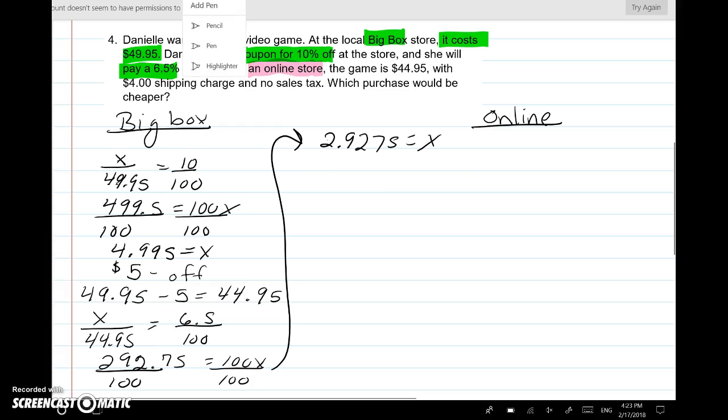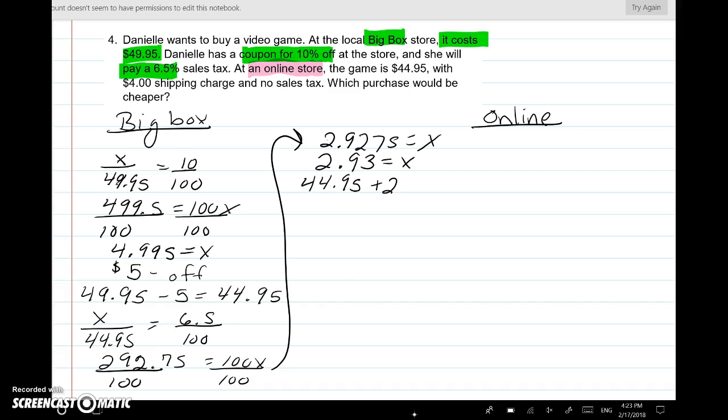Hello. What's going on here? That's 2.93 equals x. And I have to add that back to the $44.95. So $44.95 plus $2.93 is going to come out to be $47.88. So that's from the big box store. That's how much it's going to cost.